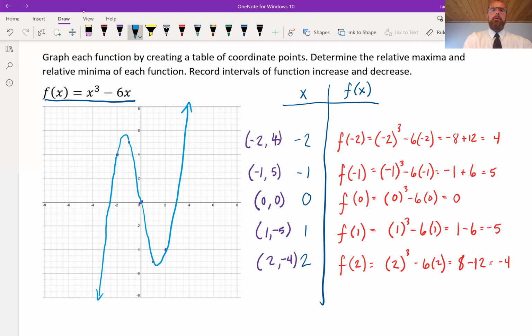Now, let's tackle our second task. We want to determine the relative maxima and relative minima of each function. So one of the things we need to say is, how would we define a relative maxima? How would we define a relative minima? These are coming from Latin, and basically what a maxima says is what's the highest point on the graph.